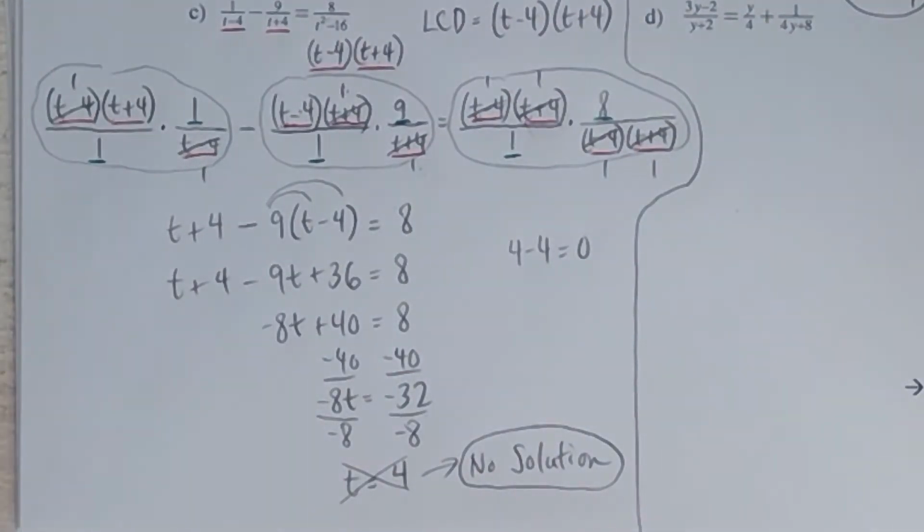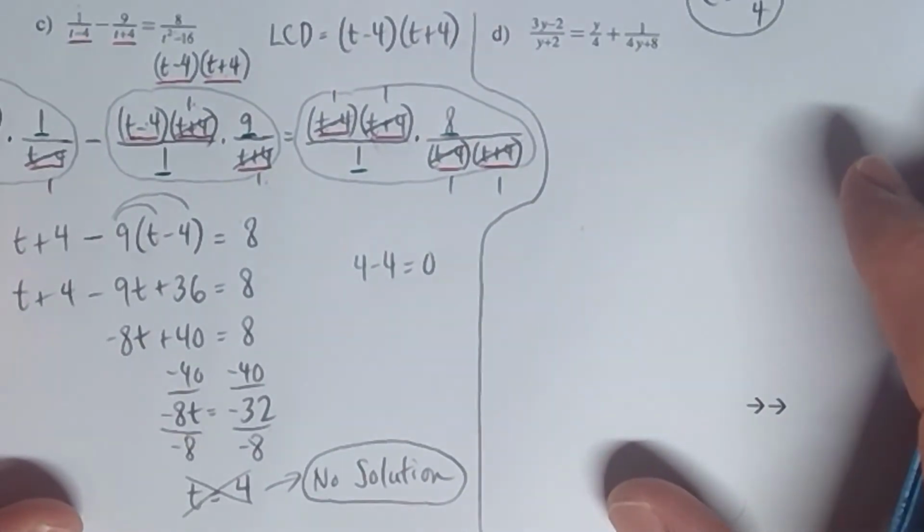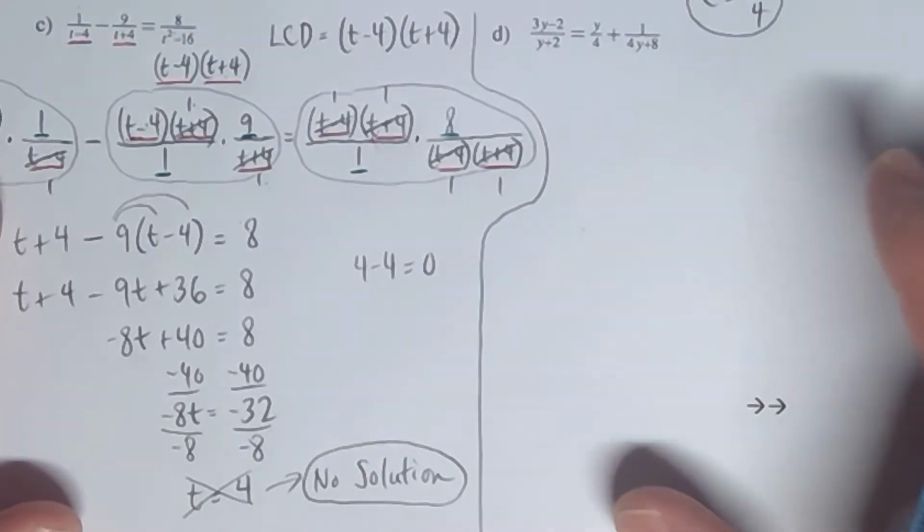So check your answers, and if there's nothing left after you've checked them, then you say no solution. And you have to say those two words. Don't forget that. Otherwise, I won't be sure that you understand that there really is no solution. Okay. All right, problem D.